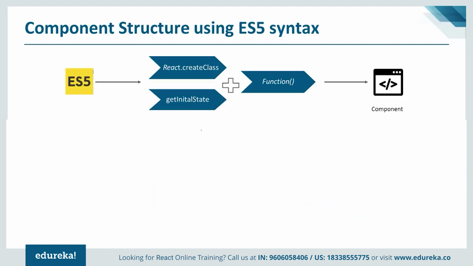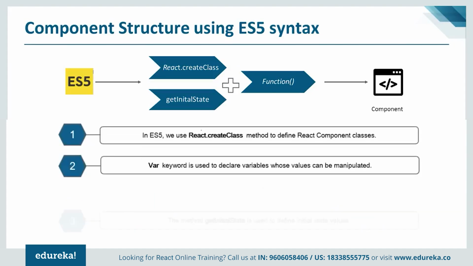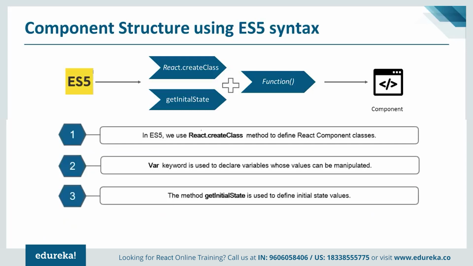Now a component is structured using ES5 syntax. What happens in ES5? In ES5, we have React.createClass and a method called getInitialState. These two are combined as functions and the component is rendered. So in ES5, we use the React.createClass method to define React components. Just like we saw in the example before, we declared a simple HelloMessage component using React.createClass.